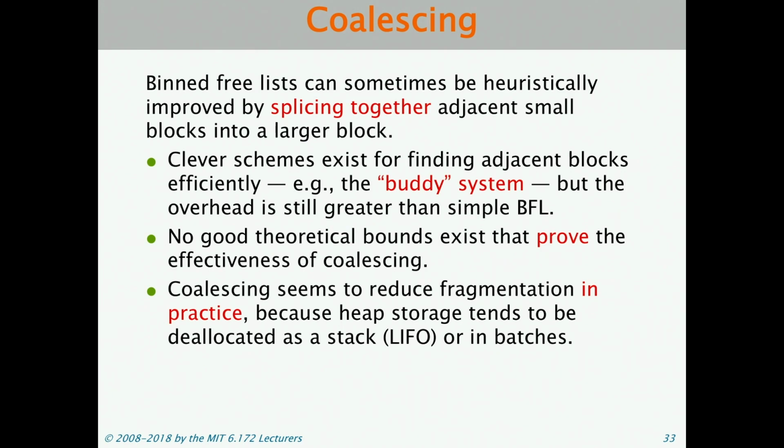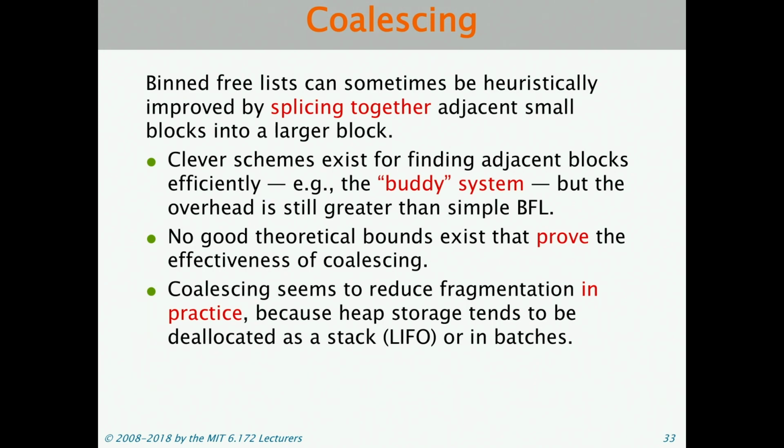So bin free list can sometimes be heuristically improved by doing coalescing. And there are many clever schemes for trying to find adjacent blocks efficiently. There's something called the buddy system, where each block has a buddy that's contiguous in memory. However, it turns out that this scheme, especially the buddy system scheme, has pretty high overhead. So it's usually going to be slower than just the standard bin free list algorithm.